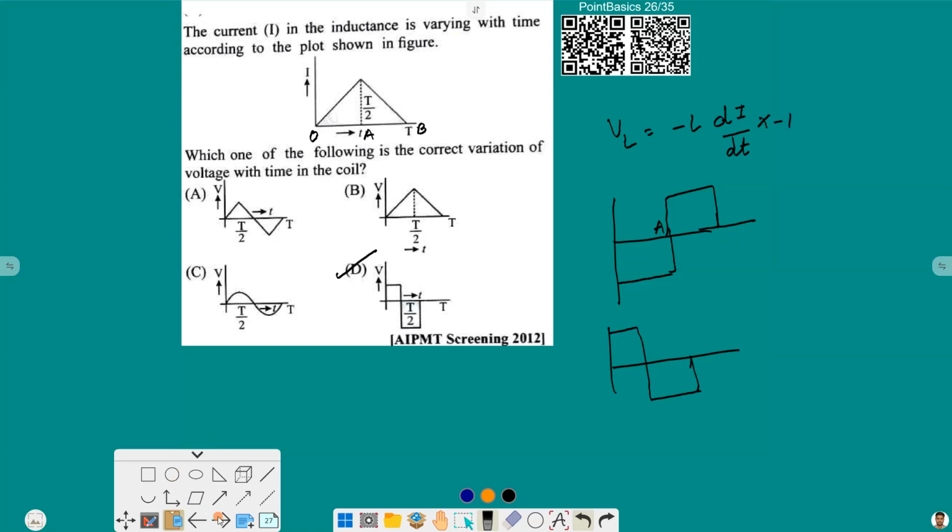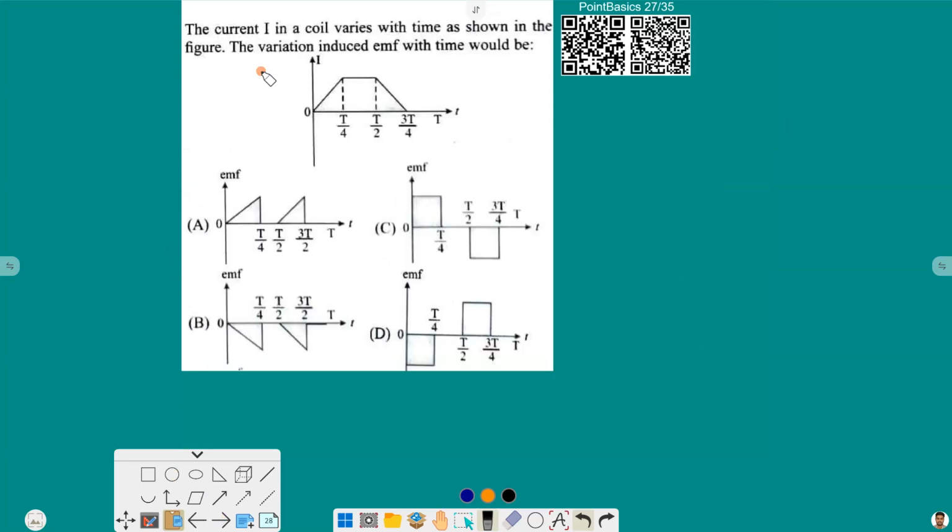Let's move to the next one. Here again we have I variation, and we have to find out the EMF. This variation is along the coil, and we know the coil is also an inductor. So, we know induced EMF in case of an inductor is minus L di by dt. This is the induced EMF.